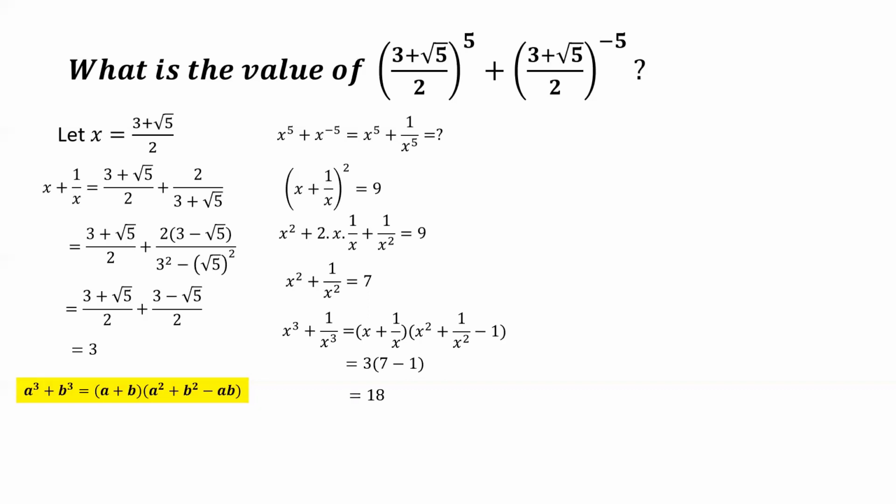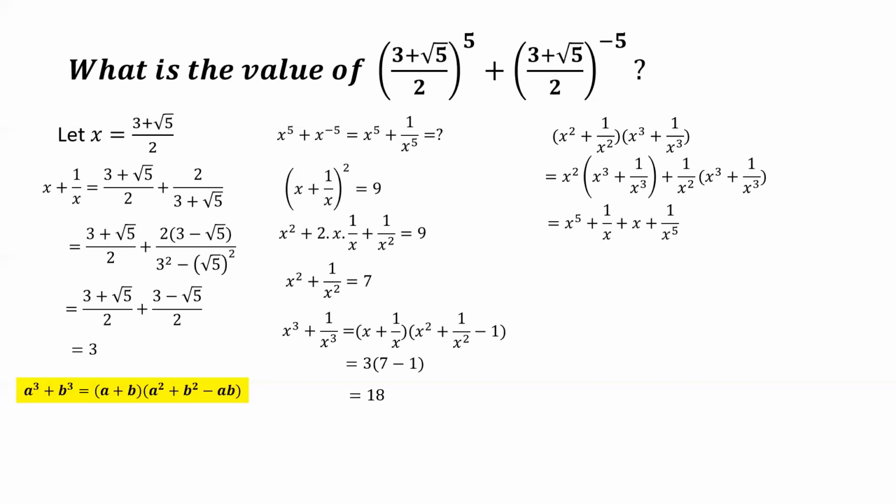Now to get to those fifth power terms, we need to multiply these two. So let's do that. If we multiply x squared plus 1 by x squared with x cube plus 1 by x cube, this is what we get. And then, continuing with the multiplication process, we basically have x to the power 5 plus 1 by x plus x plus 1 by x to the power 5. And this can be further written as x to the power 5 plus 3 plus 1 by x to the power 5, because we know 1 by x plus x is the same as x plus 1 by x, and that's equal to 3. So we can basically write this.